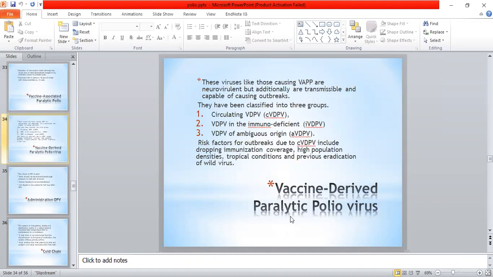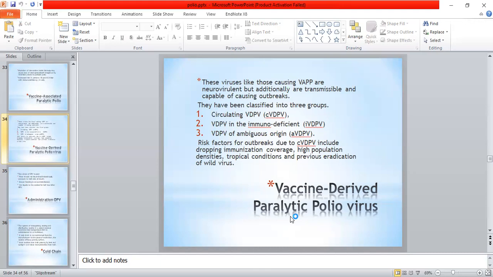Vaccine derived polio virus. These viruses, like those causing vaccine associated paralytic polio, are neurovirulent but additionally are transmissible and capable of causing outbreaks. They have been classified into three groups: circulating vaccine derived poliovirus, cVDPV; VDPV in the immunodeficient, iVDPV; and vaccine derived poliovirus of ambiguous origin, aVDPV.